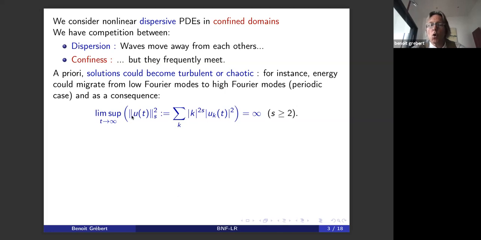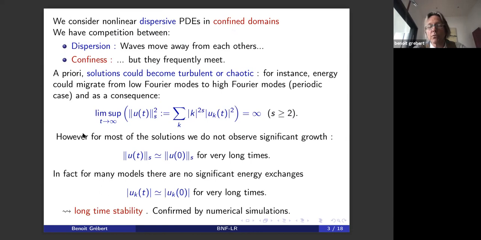And then the Sobolev norm H^s, the norm of u with index s, is defined as usual by this formula, where u_k is the Fourier coefficient of u. And so we see that if we have a migration from k small to k large, then the norm of index s is growing when s is strictly bigger than 1. So there is a turbulent effect, and you can also expect some more complicated chaotic effect or any nonlinear effect, let's say.